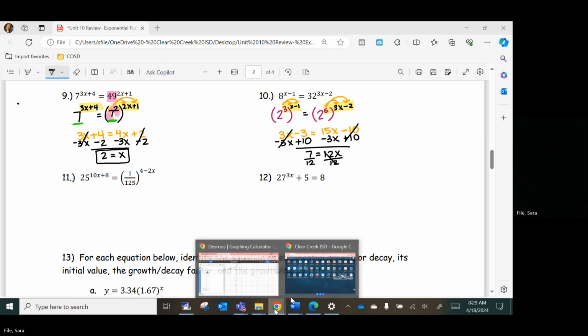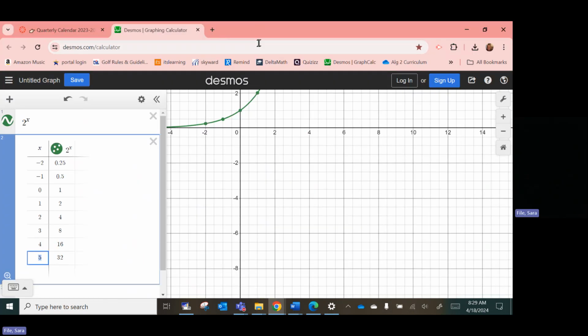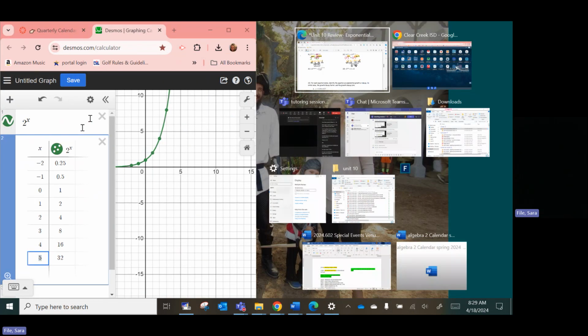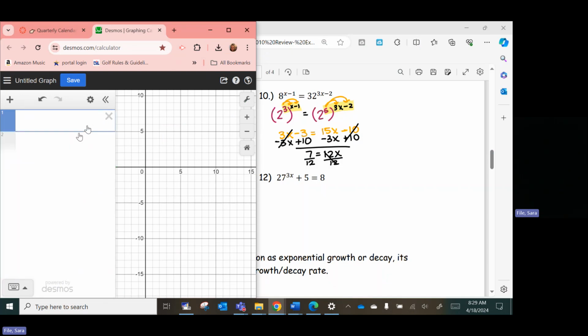oops, Desmos here. Make this screen smaller. All right, so one way to check this is to plug that 7/12 in and see if that actually comes out where the left equals the right.